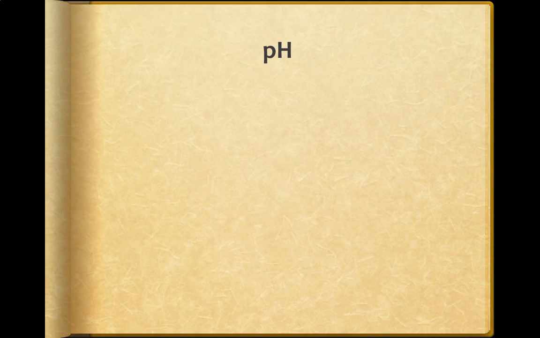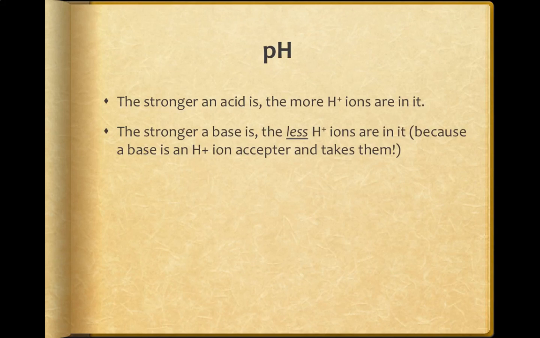So you know I can't let you get away without having to do some calculations. So let's talk about pH. Okay. Now the stronger the acid is, the more H plus ions are in it. The stronger a base is, the less H plus ions are in it, because the base keeps accepting them and gets rid of them. Okay.